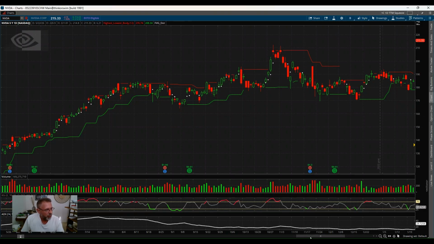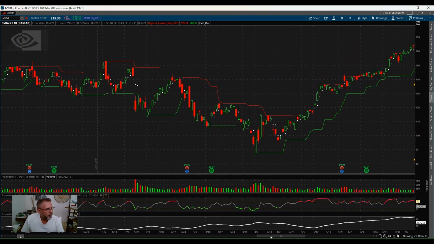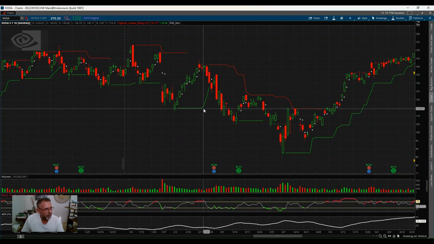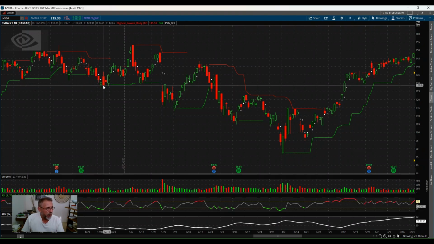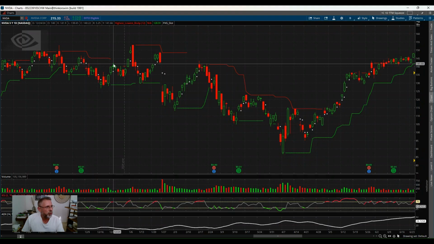So if you go back further, here you can see these things. This happens over and over again, right? Where it gets to the highest body high, it finds resistance. It happened here. Here it went to the body low, found support. Here it crashed through, so it went lower, okay? And then it came back up. Where did it go to? It went to the highest body high, consolidated.